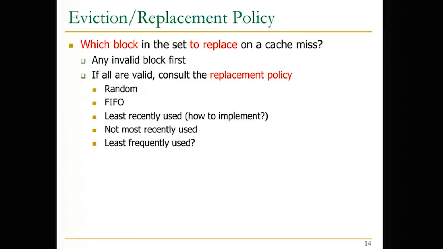But I think when you're thinking about the policies, it's always good to think about which one it might be good at. You may say random is a terrible choice, but it's not necessarily a terrible choice if your access pattern is something, which we may see.